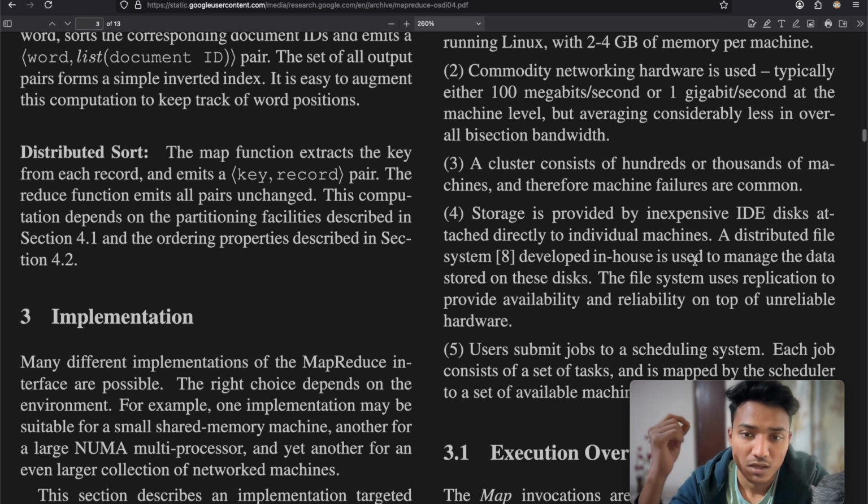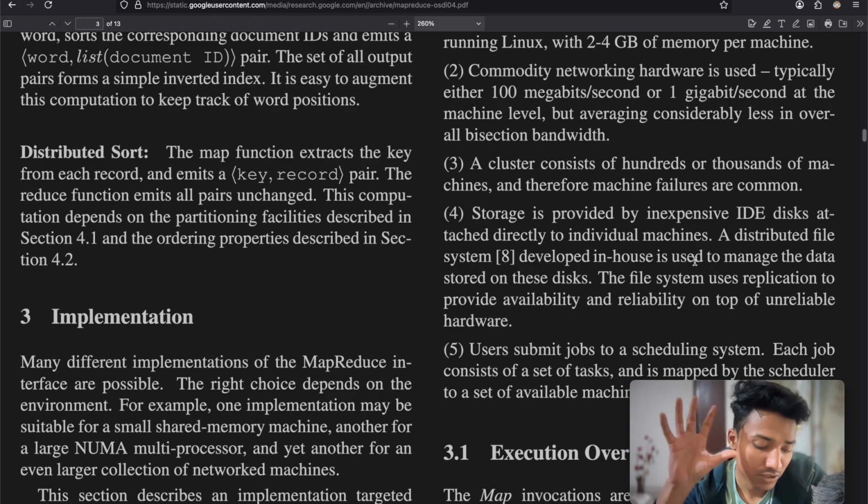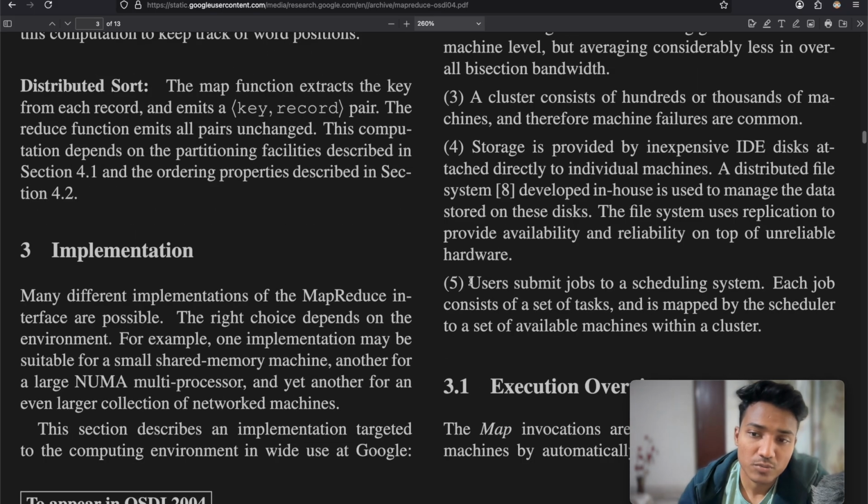A distributed file system developed in-house is used to manage the data stored on these disks. The file system uses replication to provide availability and reliability on top of unreliable hardware. So basically, what they mean is that the distributed file system they developed in-house is used to manage the data, but also to provide availability and reliability for these cheaper hard disks attached to the machines and their data.